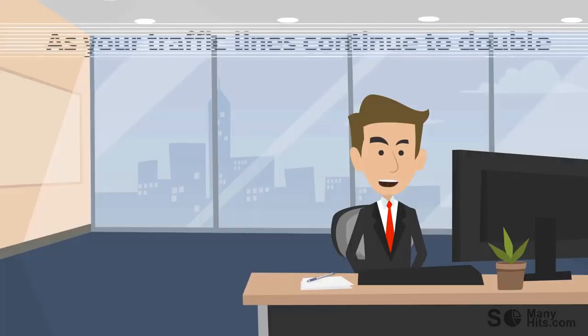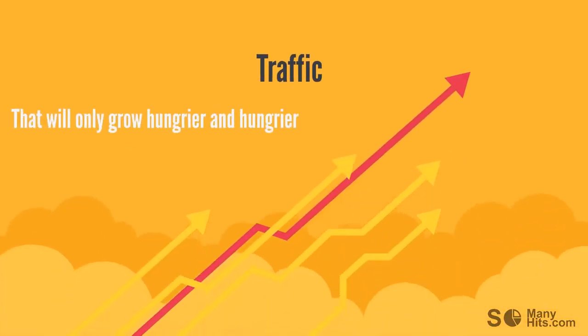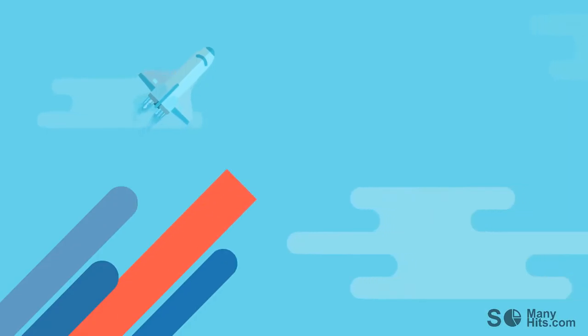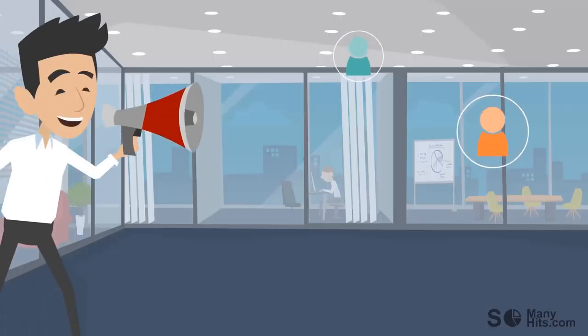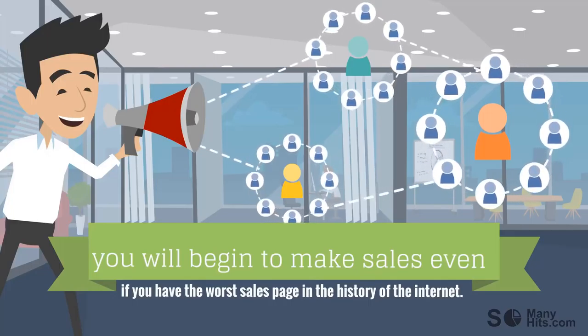As your traffic lines continue to double, so will your traffic, creating a passive traffic monster that will only grow hungrier and hungrier. With this vast amount of growing traffic, you will begin to make sales even if you have the worst sales page in the history of the internet.